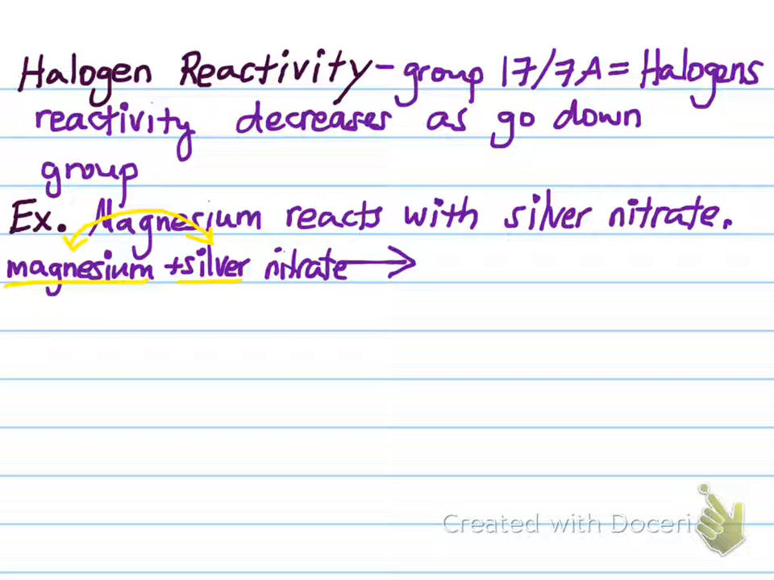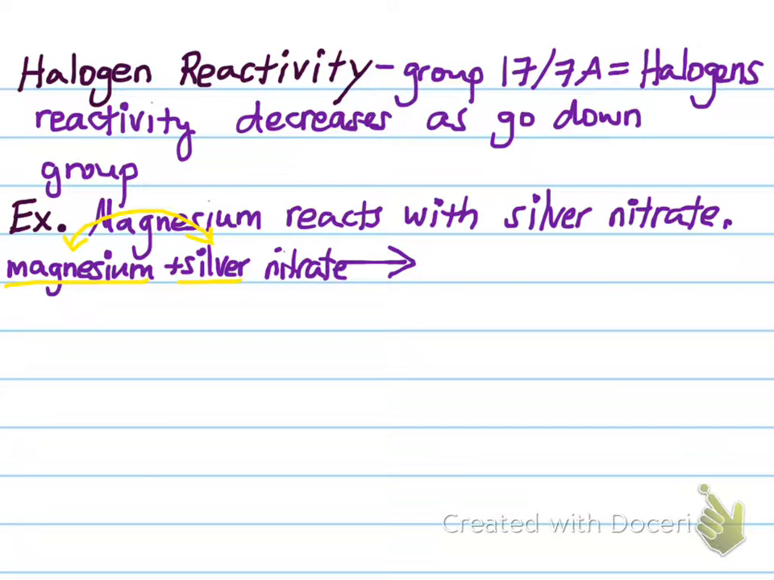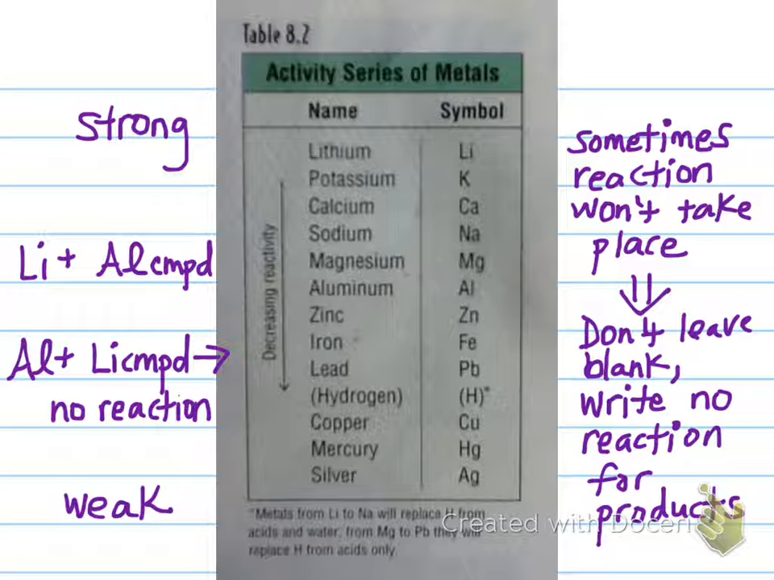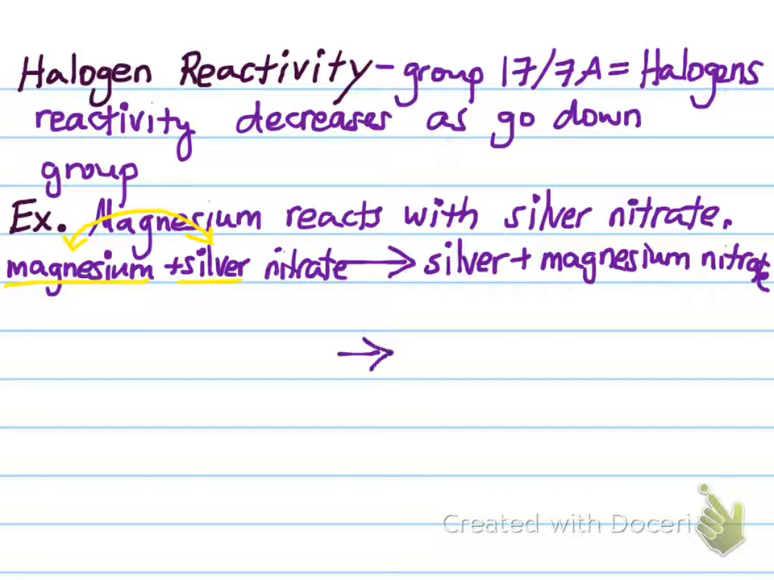Now, I should check my activity series real quick. I need to see that magnesium is higher than silver. So here's silver, way down here at the bottom, and here's magnesium. So magnesium is above silver, so this reaction is going to take place. So silver is going to be all by itself, and magnesium is going to be bonded to nitrate. So they just swapped. So now that I have my word equation, I'm going to write my balanced chemical equation.